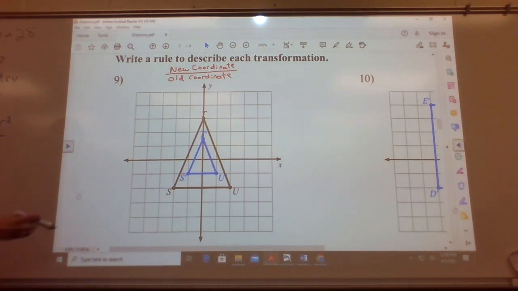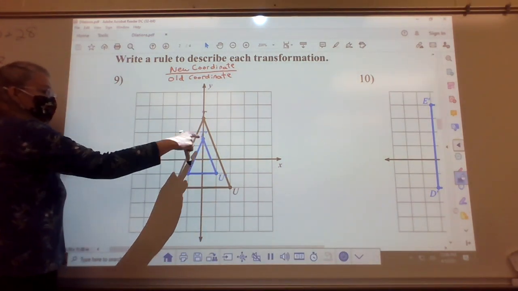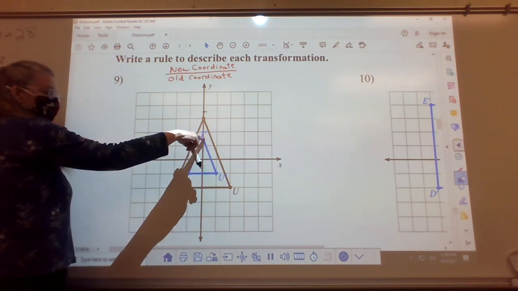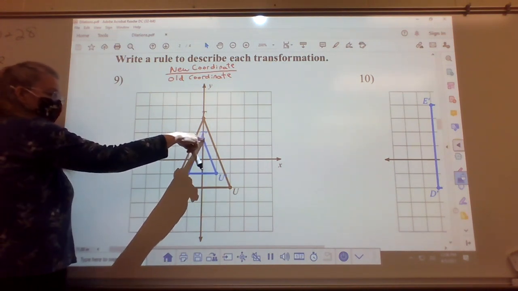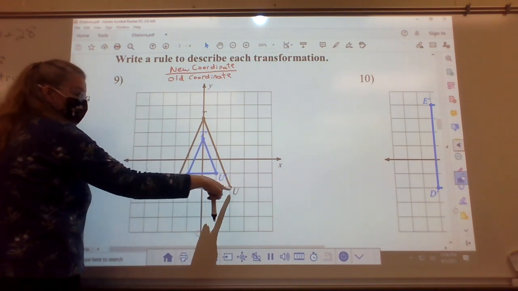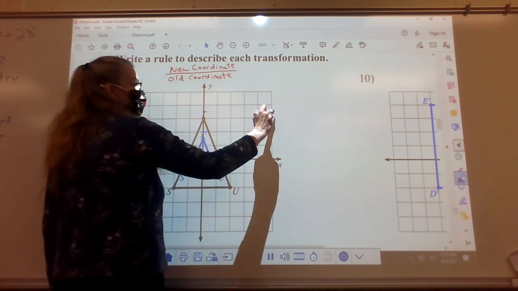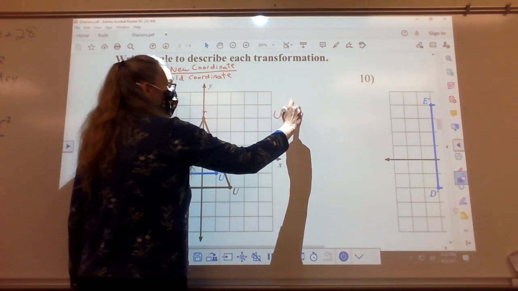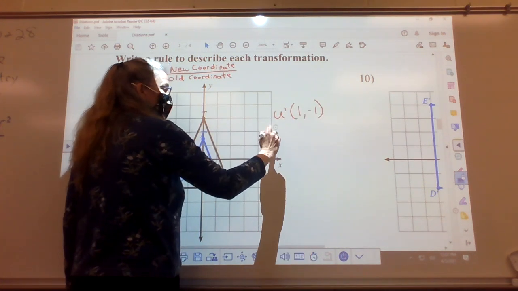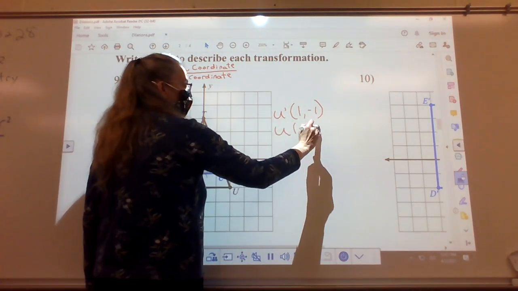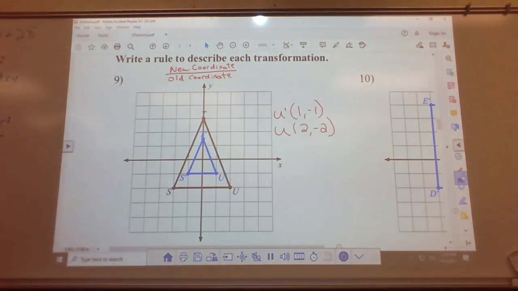So the blue is the new. And I know it's the new because of these little marks. Now, you don't have to do all of them. You just have to pick one of them. I wouldn't pick T because T is kind of halfway in between. That might be a little hard to figure out. So we can do U. So U, the new one is at 1, negative 1. The old one is at 2, negative 2. New over old.